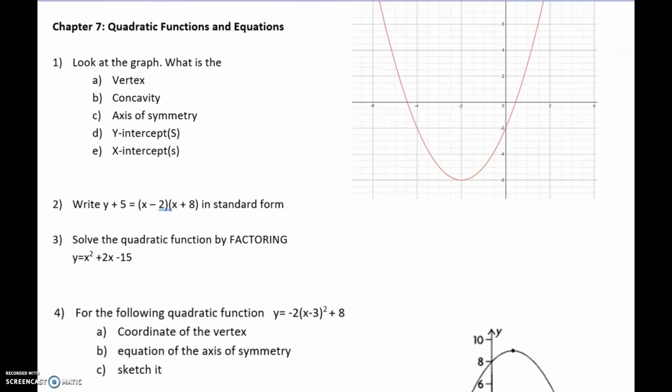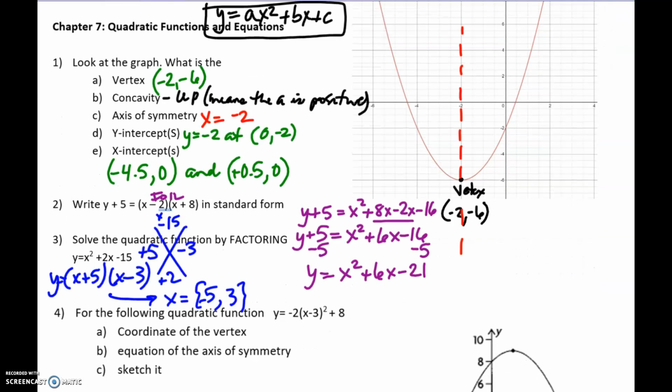And lastly, chapter 7. There's the work for those 2 questions. Remember, when you're factoring, you want what multiplies to, in this case, the C, the last number, and what adds to here. Here and here. You can also do that the long way using decomposition.